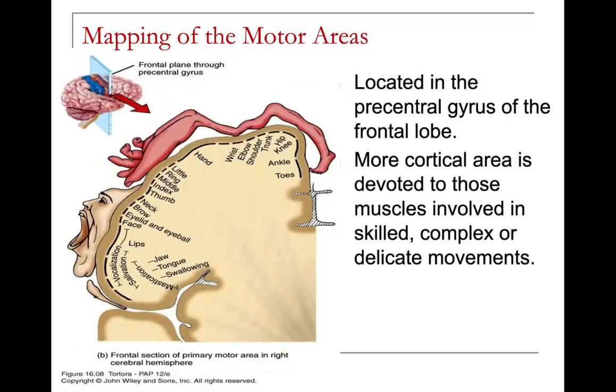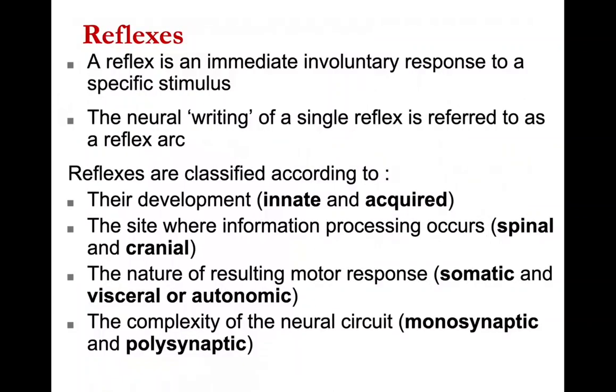So when we look at the motor areas, again, we have a similar pathway to what you had with the sensory areas. They're located in the precentral gyrus of the frontal lobe. More cortical area is devoted to the areas that have muscles involved in skilled, complex, or delicate movements.